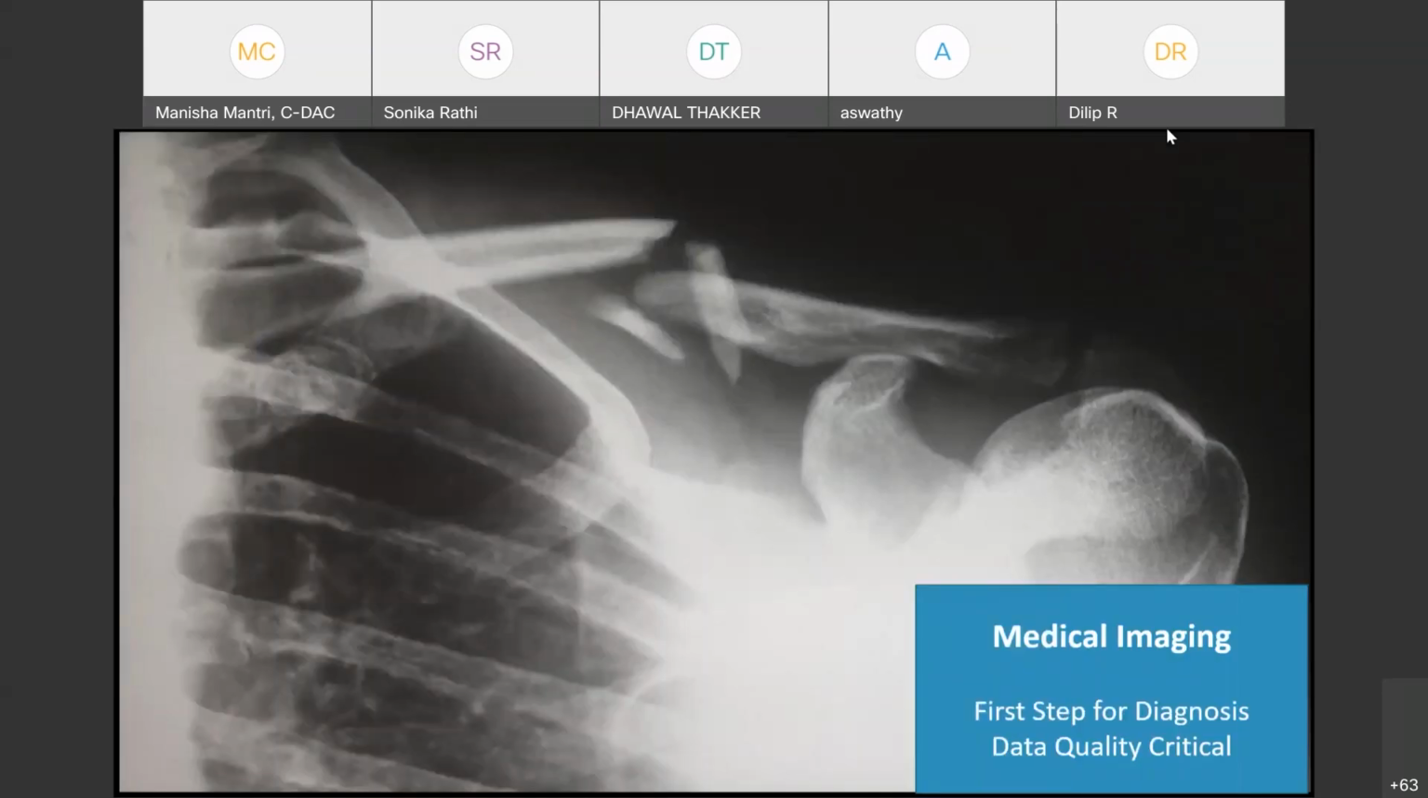The third most important application area is medical imaging. You will see a lot of literature on the use of data science in medical imaging, especially AI, ML, and different types of algorithms, new models for supervised, unsupervised learning. And why is it very important? Because this is the first step for diagnosis.